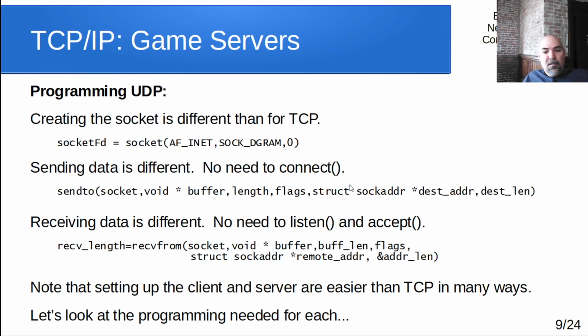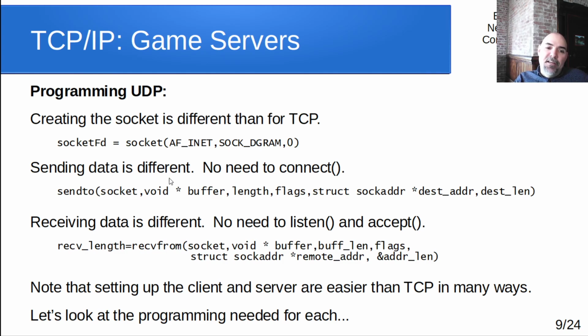All right, so let's dig into the programming side of things a little bit here. Looking at programming for UDP, it's very similar to how we do programming in TCP, but there are some key differences that make UDP programming, at least getting it set up, simpler. First off, when we create a socket, we still use the socket function. We still use address family inet, but now we use sock_dgram. Remember with TCP we use sock_stream. Now we use sock_dgram instead. So that's the only difference with how we create the socket.